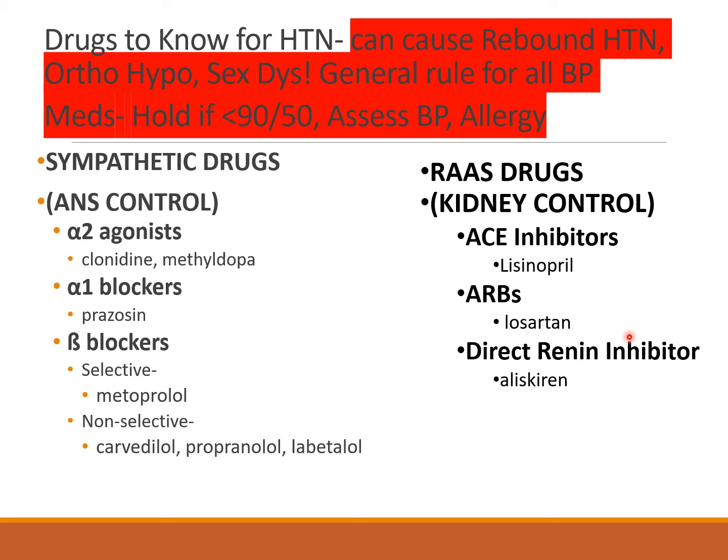So these drugs are divided into two classes, the sympathetic drugs and the RAS drugs. The sympathetic drugs consist of alpha 2 agonists, alpha 1 blockers, and beta blockers, and that is what we would be discussing now.